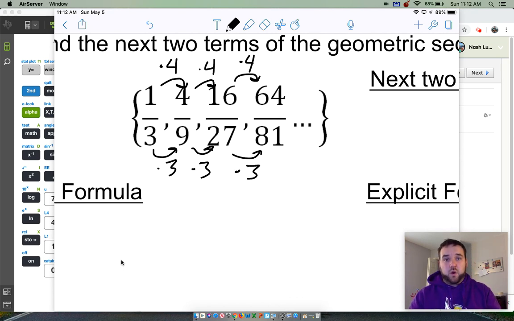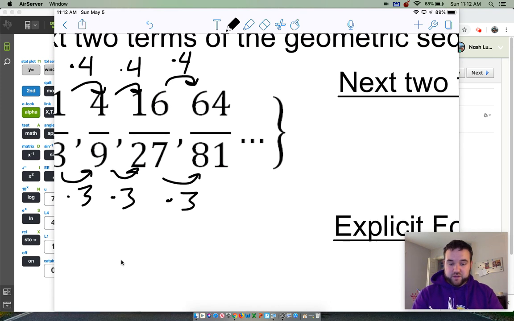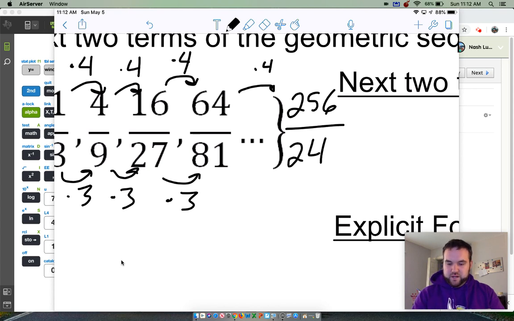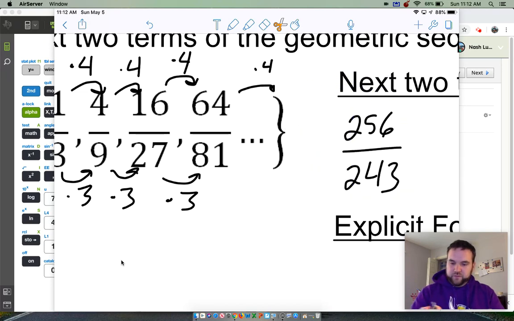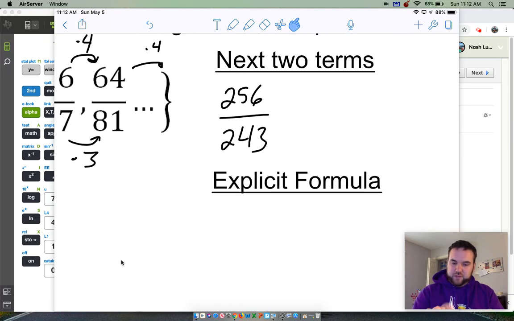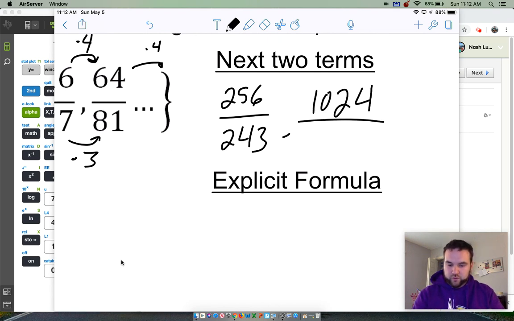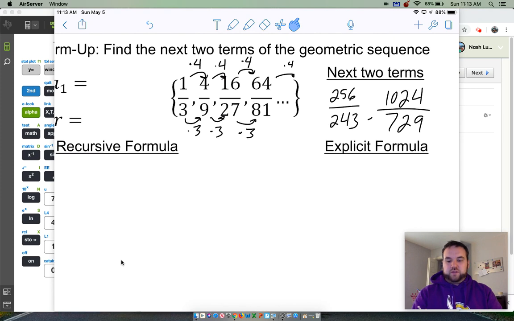Obviously, I can keep this pattern going to get the next two terms. 64 times 4 is 256. Over 81 times 3, that's 243. So there's my next term. Okay, so take that, put that there. And then if I were to find the term after that, do that same pattern, I will get 1024 over 729. There we go. Okay, so those are the next two terms.